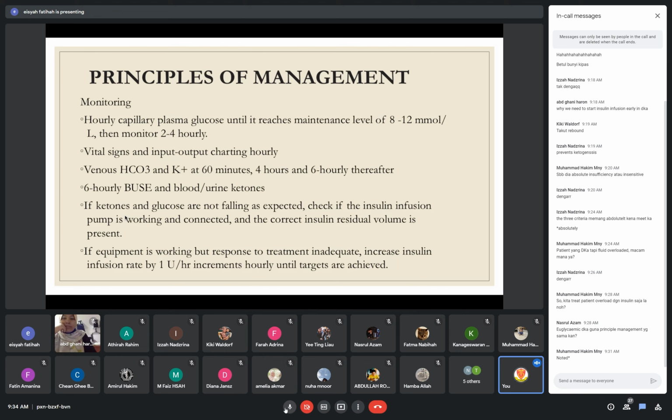Euglycemic DKA pun principal management yang sama. Tapi isu dia bila dalam euglycemic DKA, you're not too worried about fluid shift dan sebagainya sebab sugar dia normal. Tapi what you want to do is to stop the ketosis from ketogenesis by giving insulin lah. Tapi secara konsep dia sama je, monitoring apa semua. So sama macam DKA biasa, kalau you rasa dah adequately replace patient punya fluid, you still reduce the fluid correction dan sebagainya. So with euglycemic DKA usually the acidosis tu yang problem rather than fluid punya cerita.